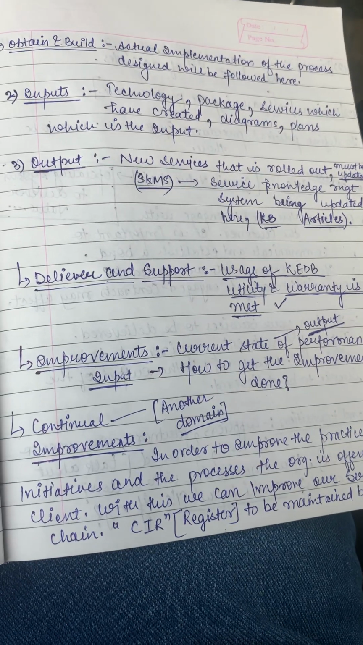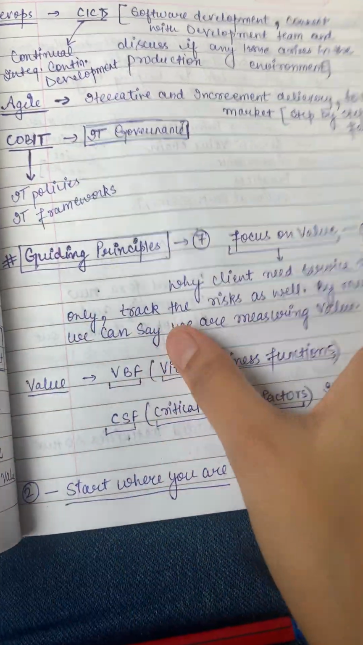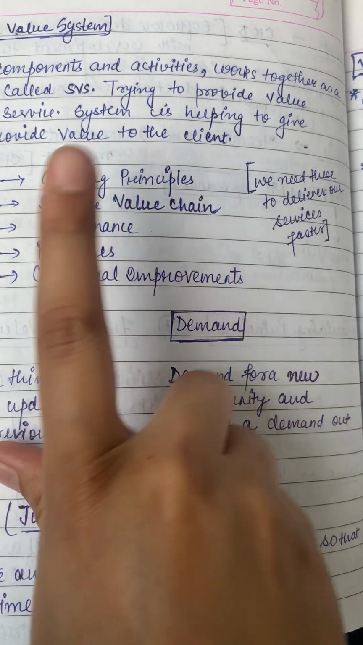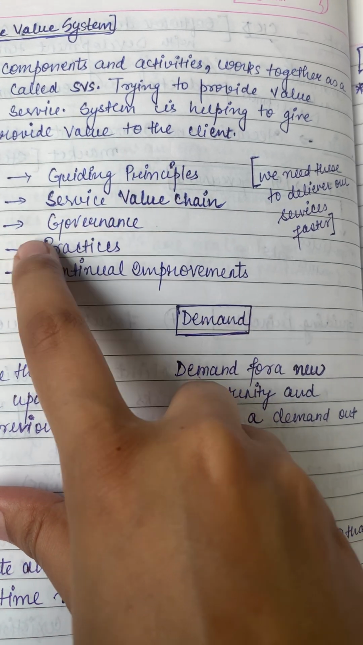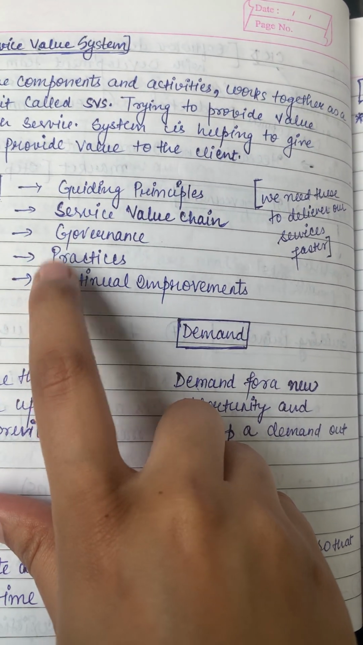So this is all we have to discuss about it. The last points which we already discussed: guiding principles, the service value chain, governance, and continual improvement. Now we need to discuss the practices, which I will definitely cover in our next video.